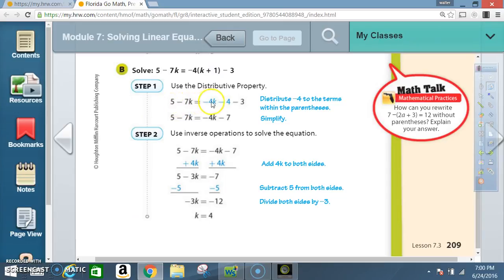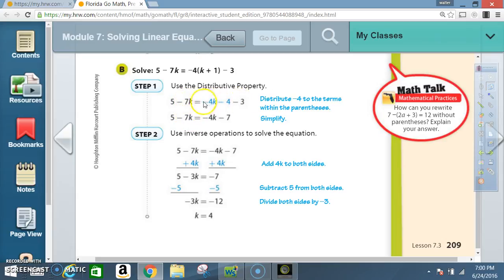Okay, now that we've applied the distributive property, we're going to do the same thing we did in part A. We check both sides to see where we can combine like terms. So I'm on the left-hand side. The 5 and the 7k, they're not alike, so I just bring those down. 5 comes down, the minus sign comes down, and the 7k comes down.